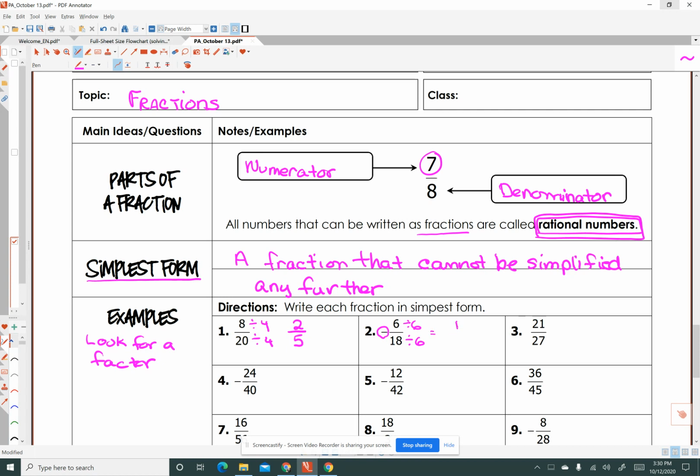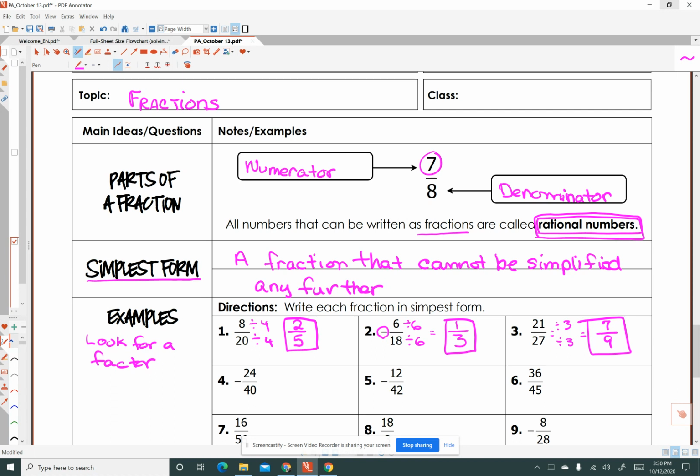6 divided by 6 equals 1. 18 divided by 6 equals 3. We know that we can divide both the top and the bottom, the numerator and denominator, by 3. 21 divided by 3 is 7. 27 divided by 3 is 9. And these are all the simplest form of each of these fractions.